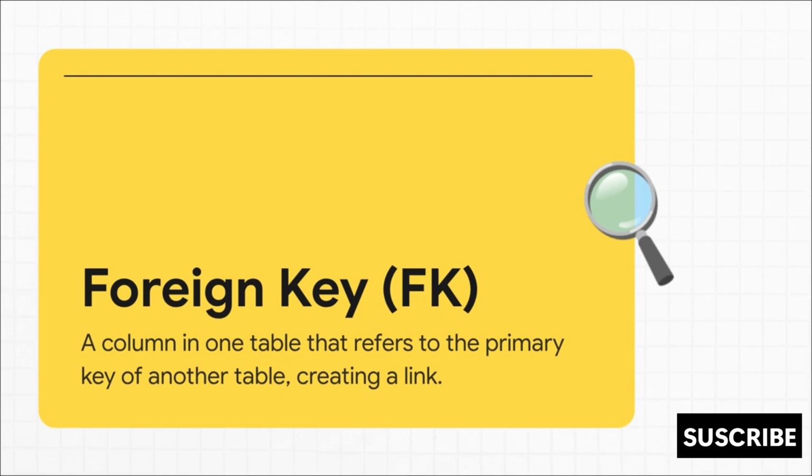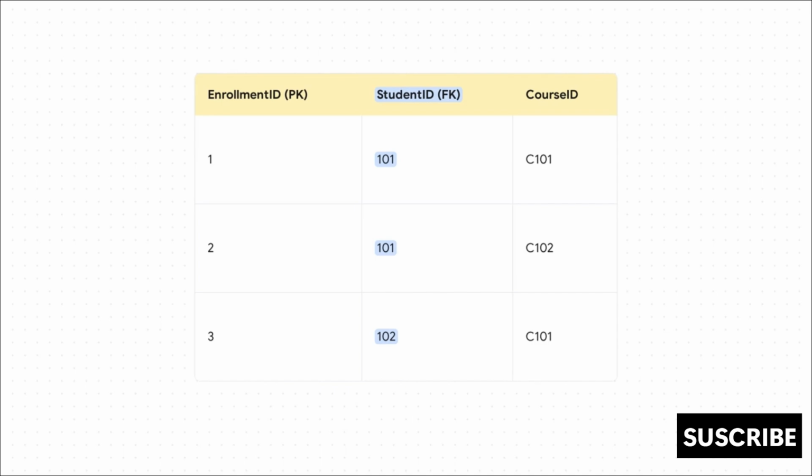It's the bridge that lets our tables actually form relationships and talk to each other. This is the magic. Now check this out. In this enrollments table, see that student ID column? That is a foreign key. It's not there to identify the enrollment itself. Its whole job is to point back to a specific student in our students table. And just like that, boom, we've connected Alice, Student 101, to two different courses.